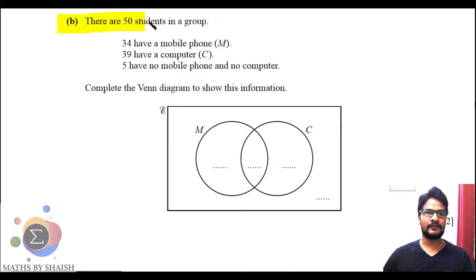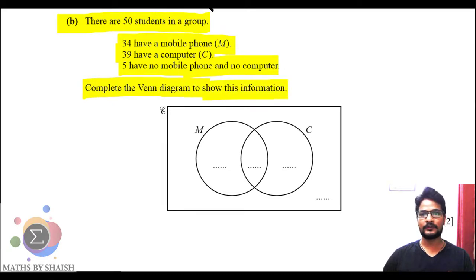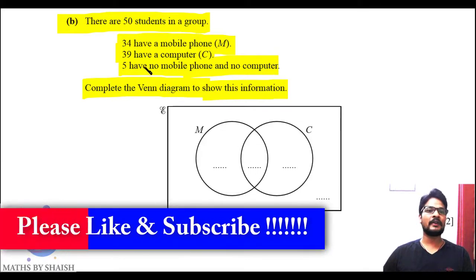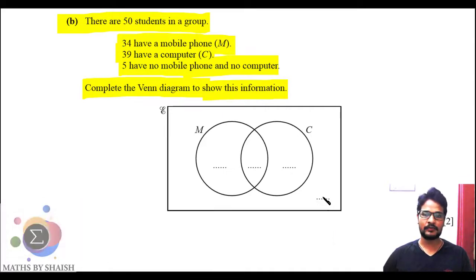Here's the B part. There are 50 students in a group. 34 have a mobile phone, 39 have a computer, and 5 have no mobile phone and no computer. Complete the Venn diagram to show this information. So 34 have a mobile phone, so in this M circle there are 34. In the C circle, the computer, there are 39. And 5 have no mobile phone and no computer, so of course they will not come in any of these regions. So we'll put 5 here.